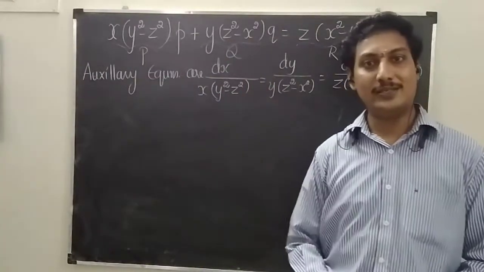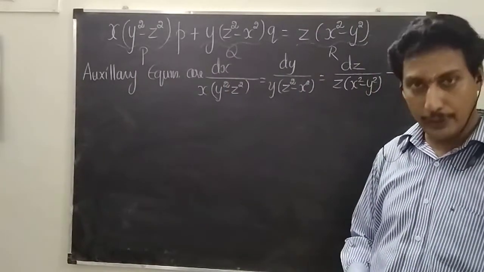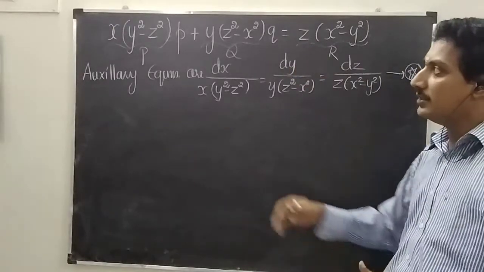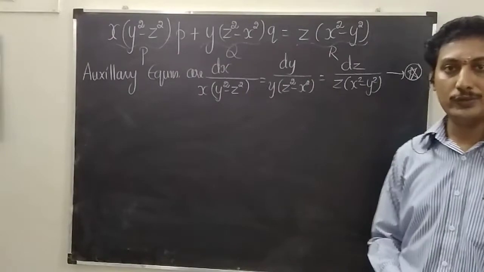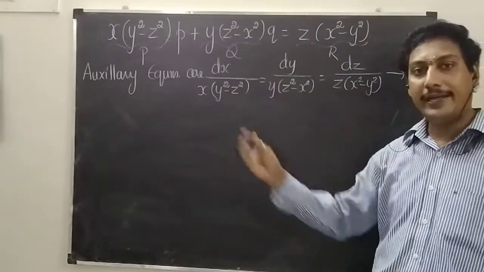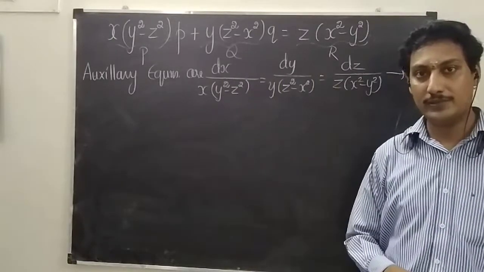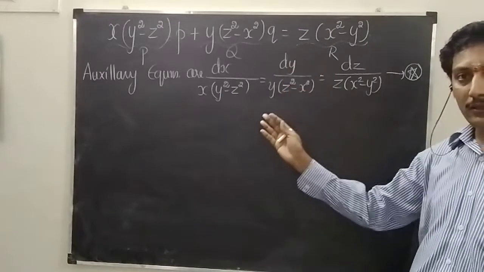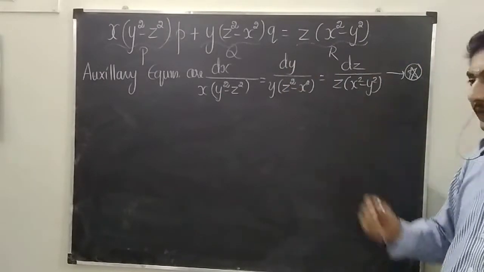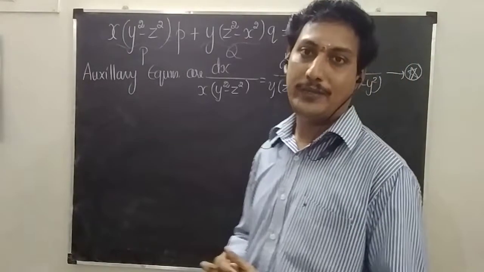x(y² − z²)p + y(z² − x²)q = z(x² − y²). This is in the form of Pp + Qq = R, the Lagrange's linear equation type. And the corresponding auxiliary equations are dx/P, that is x(y² − z²), equal to dy/Q, that is y(z² − x²), and finally dz/R, that is z(x² − y²). So this is my auxiliary equation.